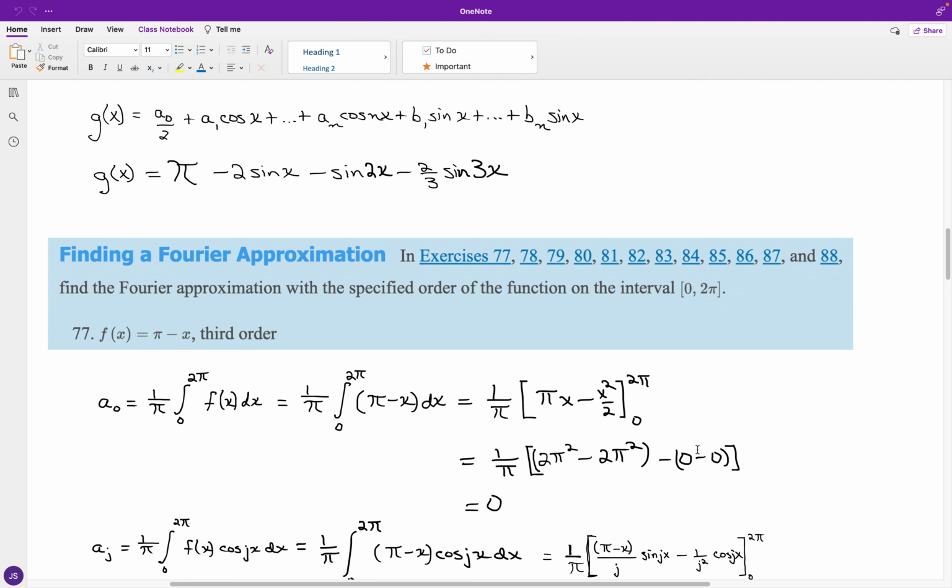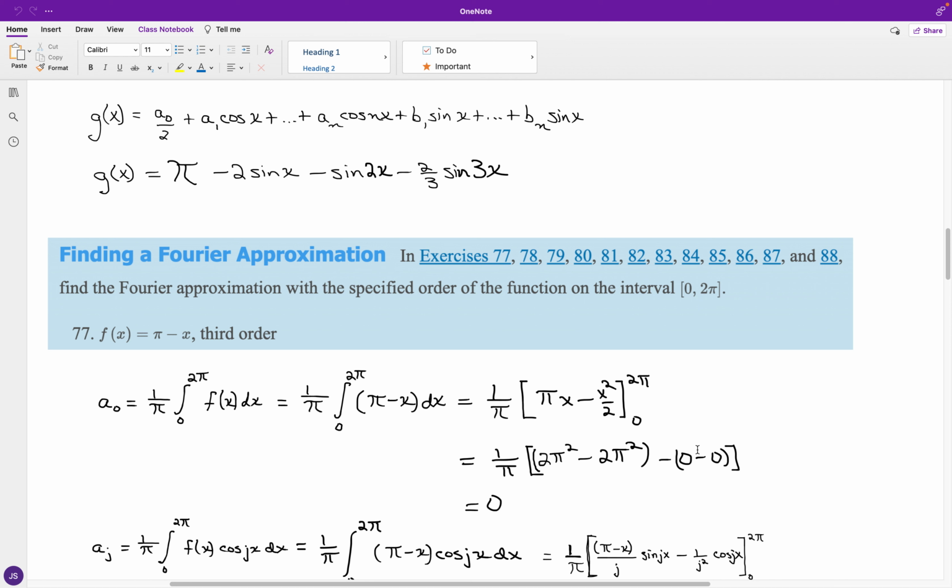Okay, continuing on with finding a Fourier approximation. For exercise 77, we have f of x equal to pi minus x, and we're looking at finding the Fourier approximation carried out to the third order. So we'll be looking for a naught as well as a1, a2, and a3, as well as b1, b sub 2, b sub 3.